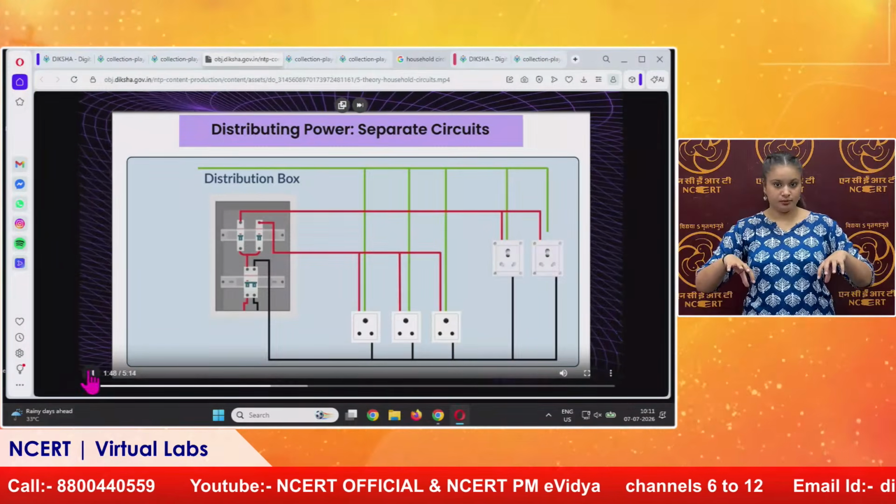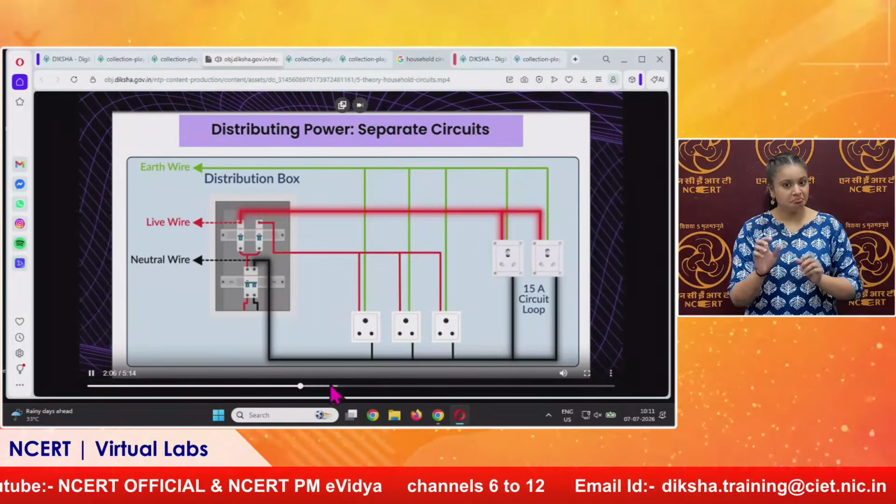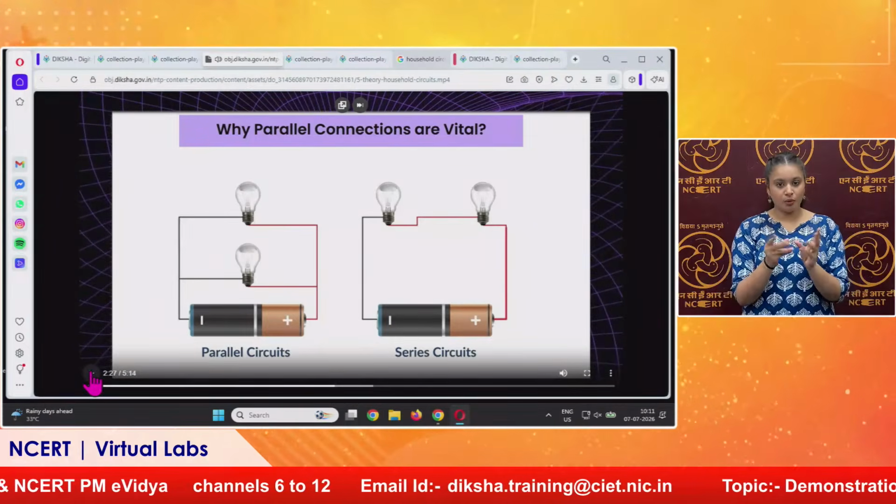Right. Okay, so this is the theory part, and very interesting. It's explained through a very catchy video. I never knew what these 3 holes meant in a switch.